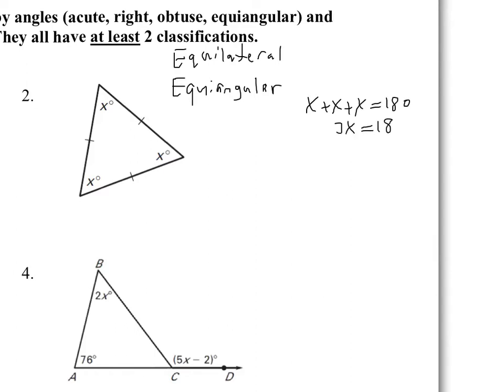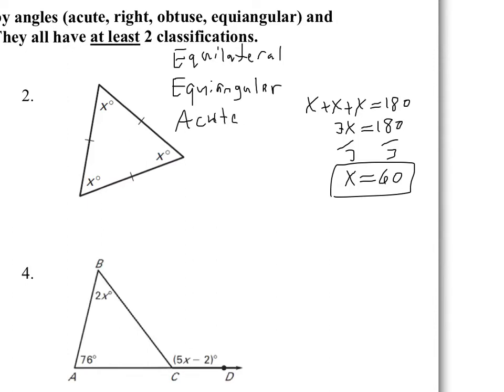Or it's not a bad thing to just have memorized that an equilateral equiangular triangle has all its angles of 60 degrees, which is what you would get if you did this work. So you don't have to show this work over here. But you do have to tell us that x equals 60. So all these angles are 60. That means this is acute.